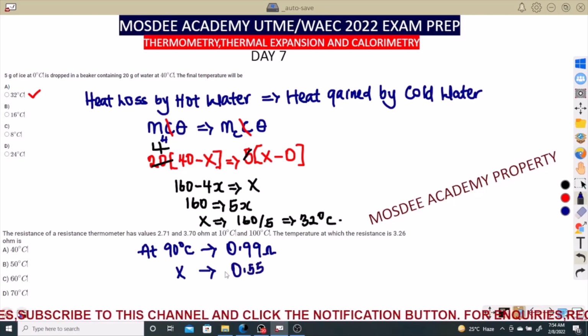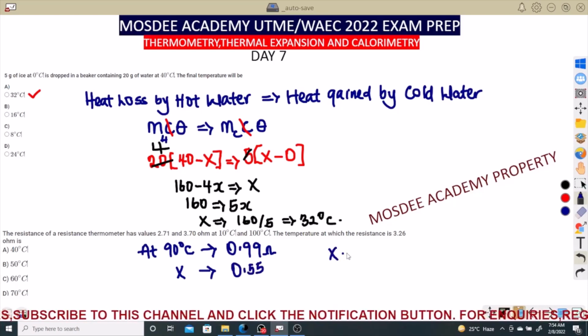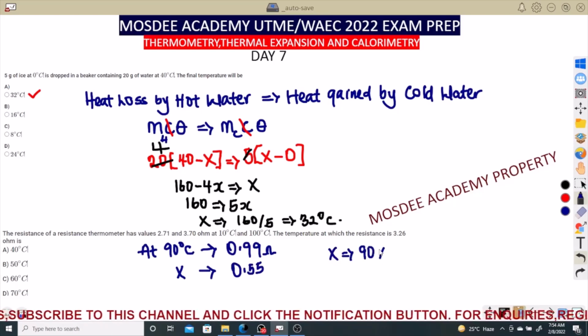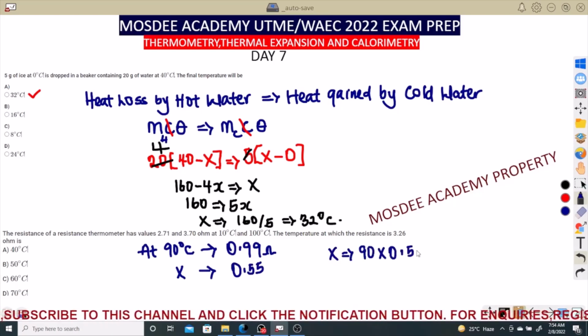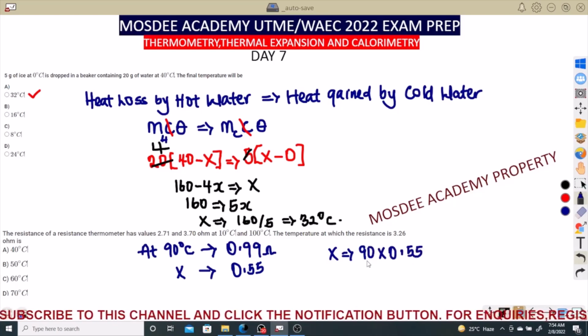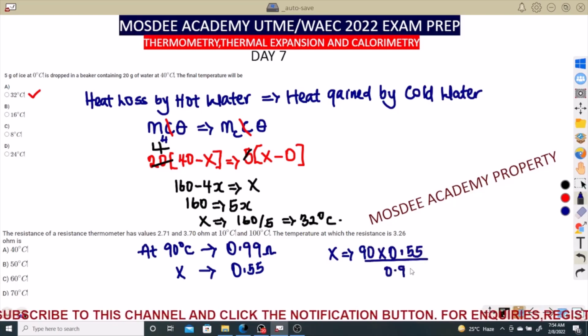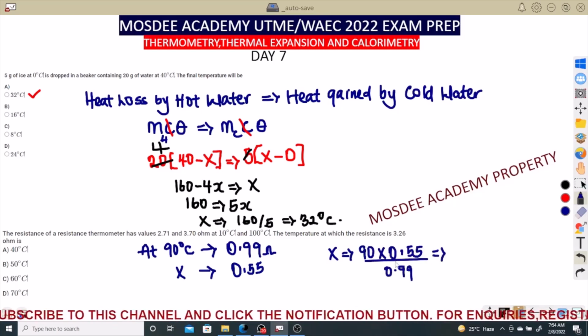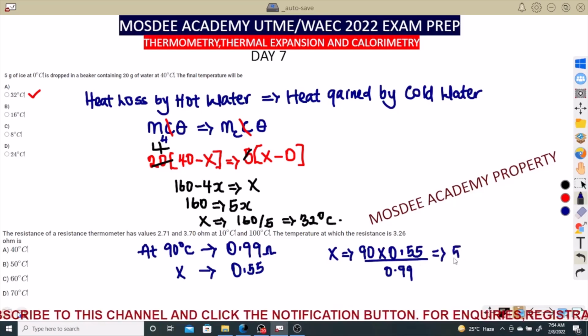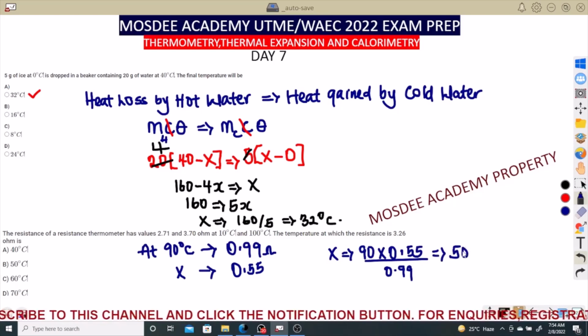You just cross multiply. So on cross multiplication, x will be 90 times 0.55 divided by 0.99. I think you should be able to do this. And this is 0.10, and this is 55. Okay, this is 50. Please confirm: 50 degrees Celsius.